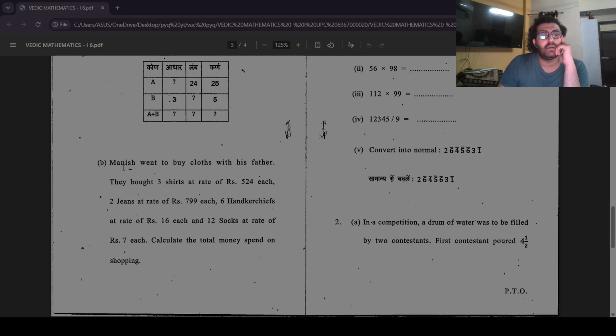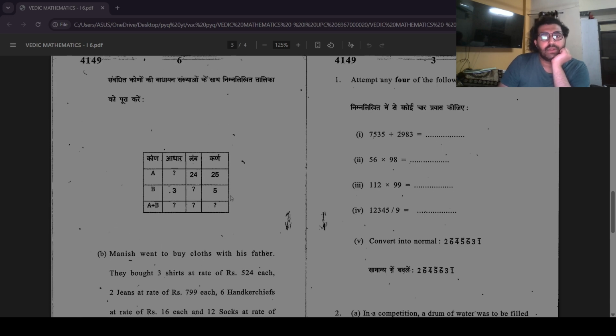There's the B part. Money went to buy clothes with his father. They bought 3 shirts at the rate of rupees 5 each, 2 jeans at the rate of rupees 7 each, 6 handsuits at the rate of rupees 16 each, and 12 stuffs at the rate of rupees 7 each. Calculate the total amount of money spent on shopping. Okay.